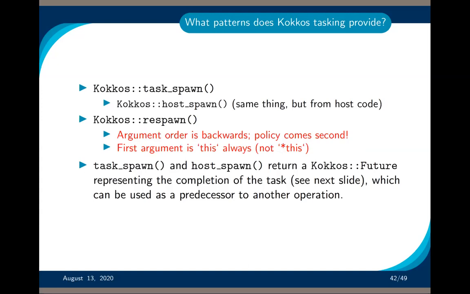What are the patterns that we have? So Kokkos task spawn and Kokkos host spawn are basically the way that you create tasks. It is the equivalent of your call site, right, for an asynchronous function call here. Host spawn you only call from outside of a task kernel or a task functor. Task spawn is called only inside of a task functor.